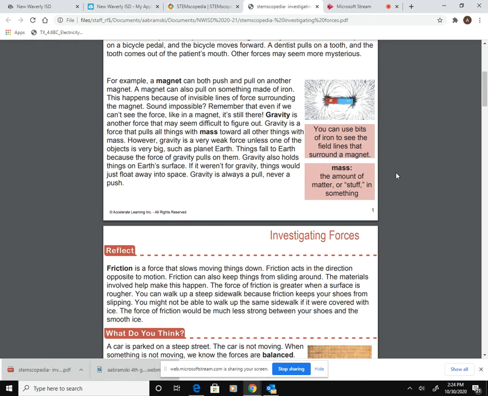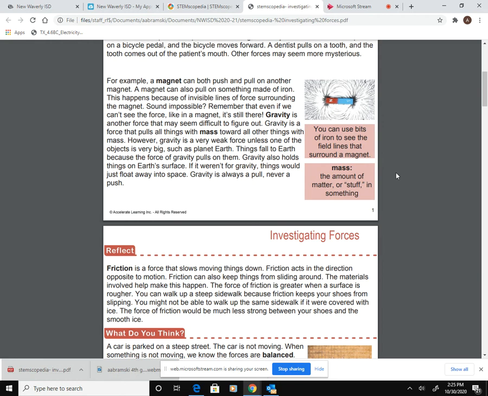Things fall to Earth because the force of gravity pulls on them. Gravity also holds things on Earth's surface. If it weren't for gravity, things would just float away into space. Gravity always pulls, never pushes. We can think of it based on dropping a ball. If we have a tennis ball right at head level and we drop it, it's going to fall all the way down to the ground. That is due to gravity.